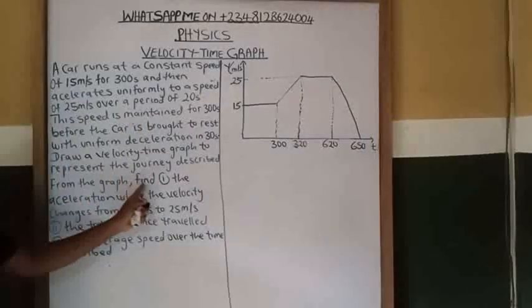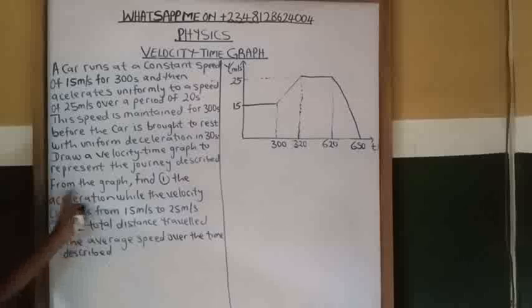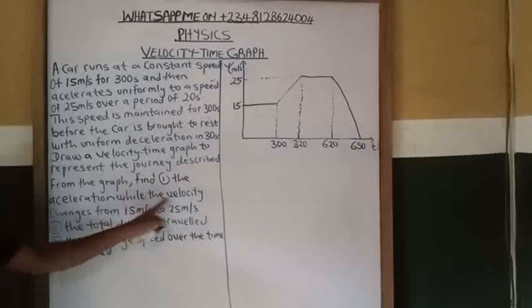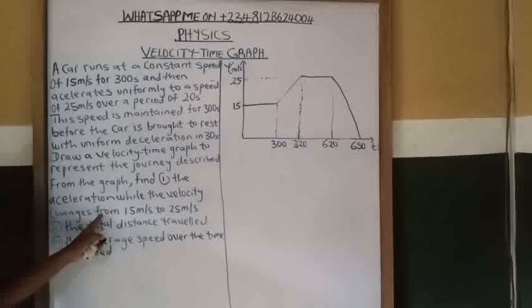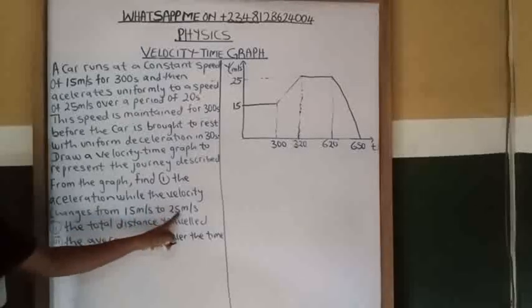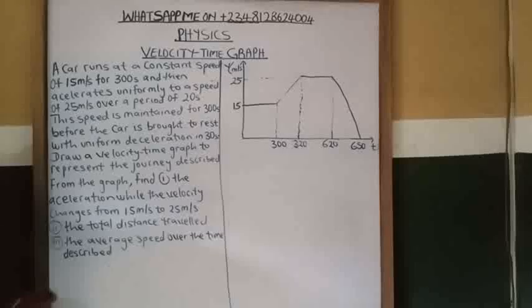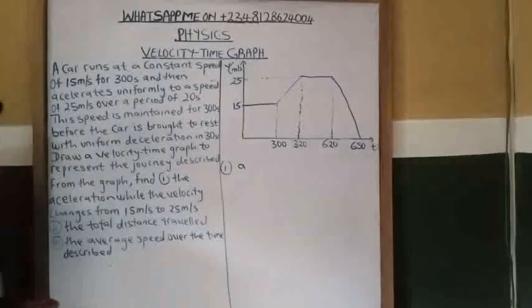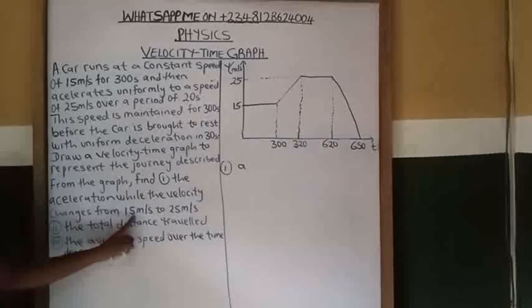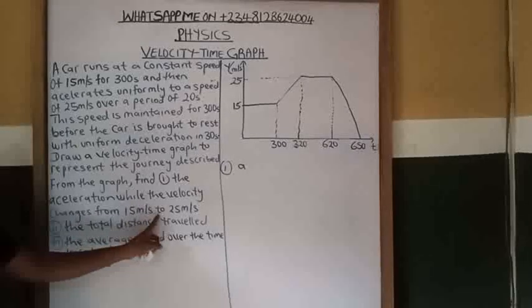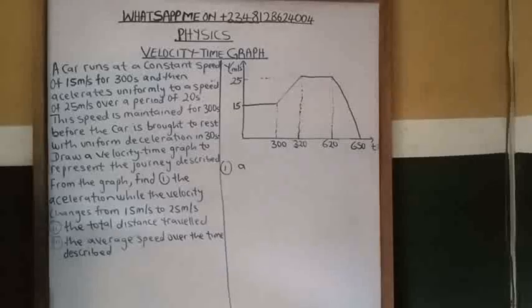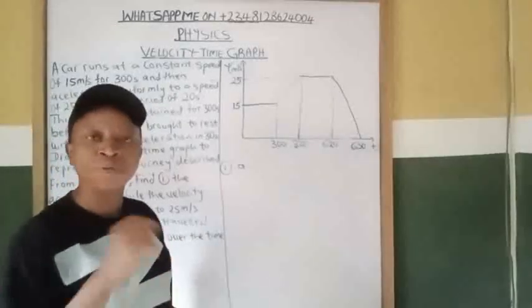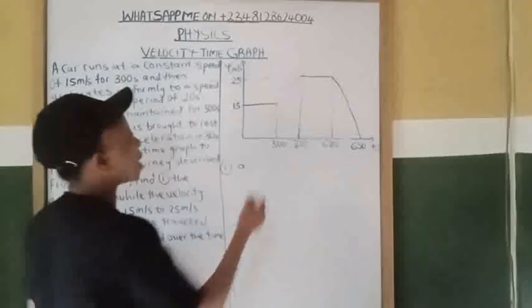So from the graph, Roman figure 1, find the acceleration while the velocity changes from 15 to 25 meters per second. We are looking for acceleration. Acceleration is A, where the velocity changes from 15 to 25 meters per second. So we are going to locate the point where the velocity changes from 15 to 25 meters per second.